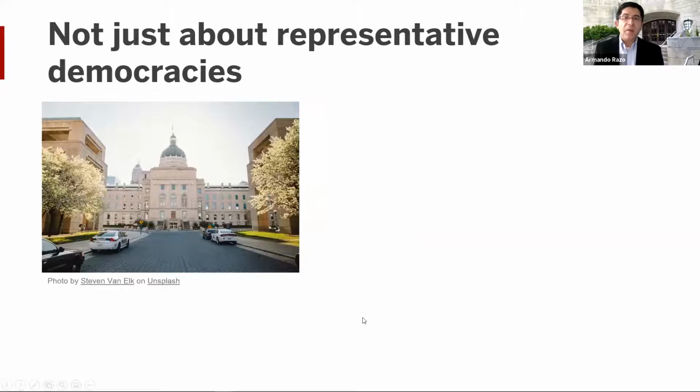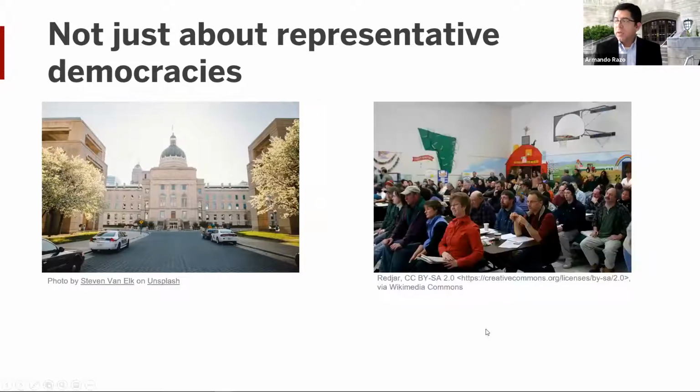This is not the only type of democracy you can have. Here's a picture of a New England town hall meeting where ordinary citizens get together and actually shape local decisions. This is an example of a direct democracy. So we have these two big models of democracy, direct and representative. Today we'll talk about democracy.